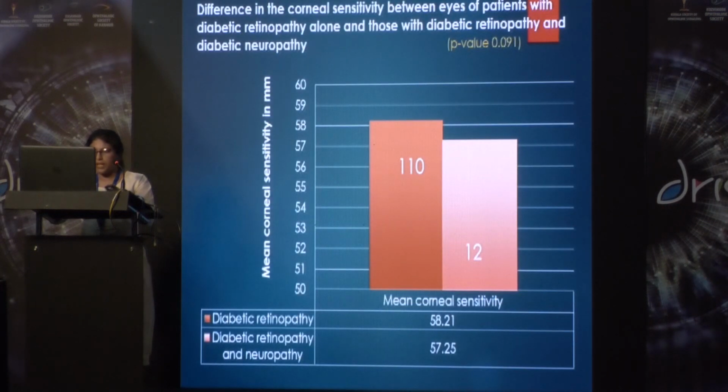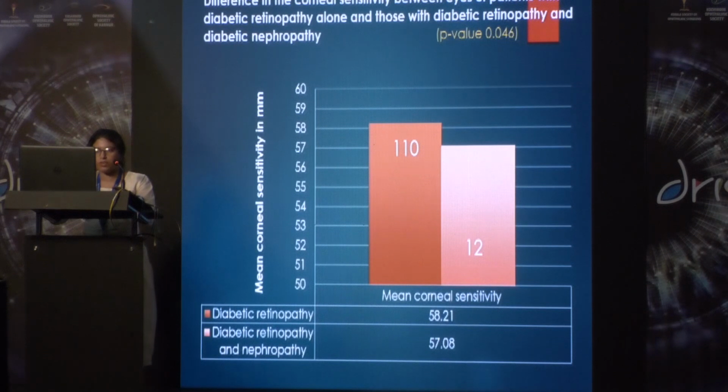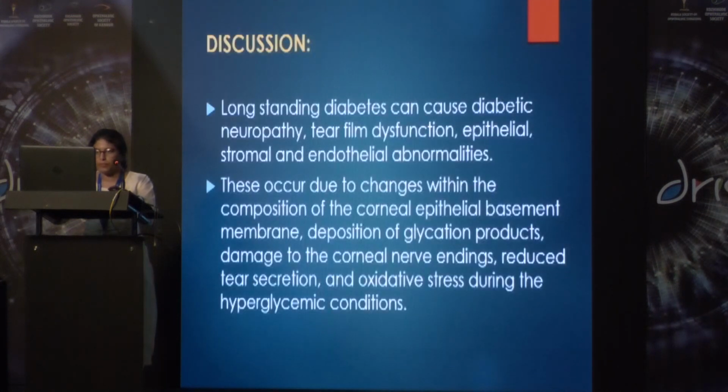Comparing between retinopathy and neuropathy, there were only 12 patients with neuropathy, so there was a decrease in the sensitivity, but because of the smaller sample size, it was not a very significant difference. And the same goes with nephropathy. Again, there were only 12 patients with nephropathy. There was a difference in the corneal sensitivity, a decrease was there, but the sample size was small.